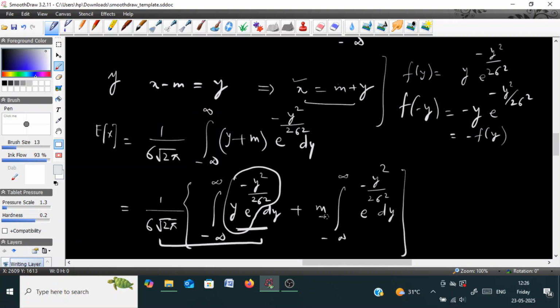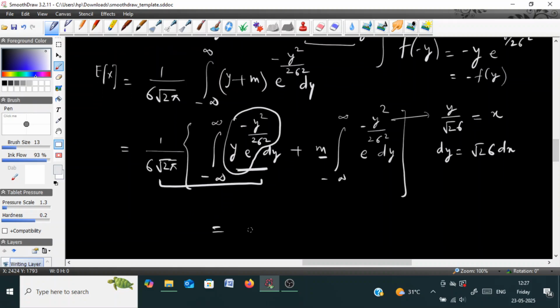Okay, plus m, and then you have this integral. This is again in the same form, e raised to power minus x square dx, but we have to get here x square. So for that, I can replace this y by maybe under root 2 sigma as suppose x, then this becomes e power minus x square. Okay, and dy will of course become root 2 sigma into dx.